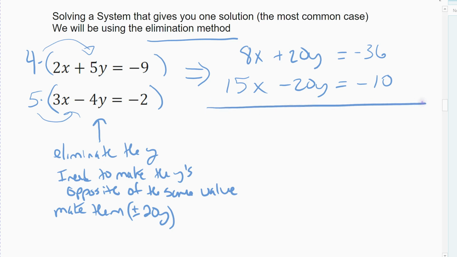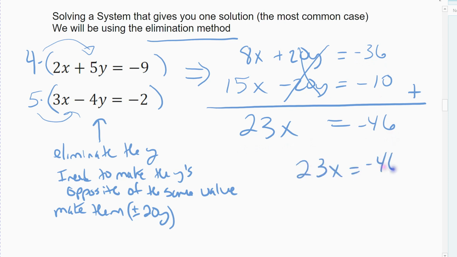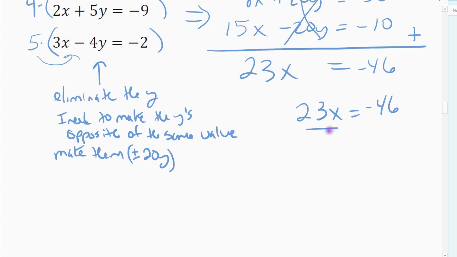If I take my two equations and add them up, adding like terms, so the x terms, the y terms, and the constant terms together. That's why we line them up that way. When I add my x terms up, I get 23x. The y's zero out, so they're gone. And then negative 46 is what I'm left with. And there's my simple equation. 23x equals negative 46, which is easy to solve. I just divide by 23 on both sides.